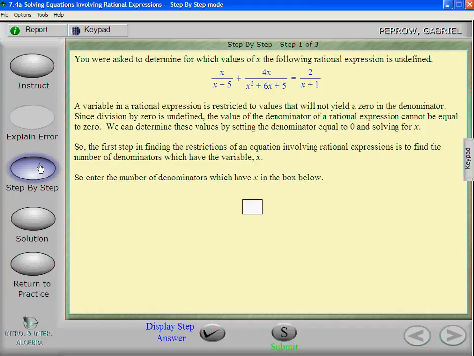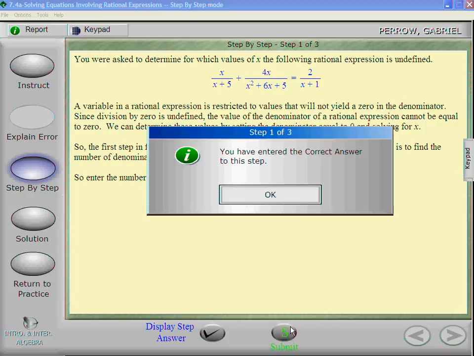Okay, so we can look at what they talk about. The initial step here was to look at restrictions. You have 3 denominators. All of them have x's. So they say, enter the number of denominators which have x in the box below. 3 of those denominators.